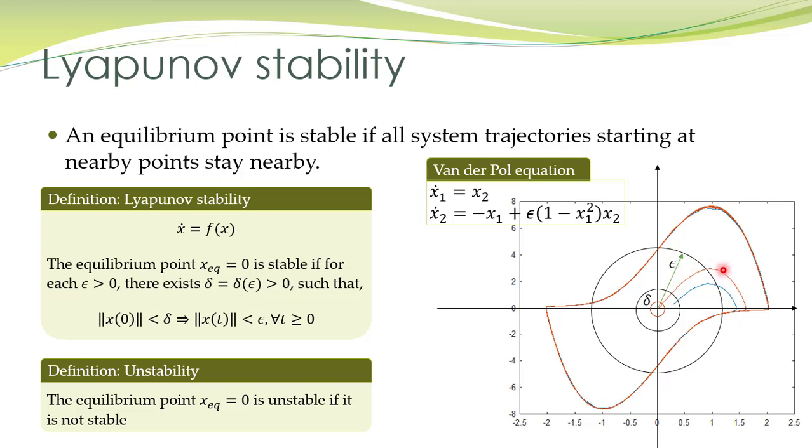So what do you think about the stability of the equilibrium point for this system? This equilibrium point is unstable because we cannot find delta corresponding to each value of epsilon.